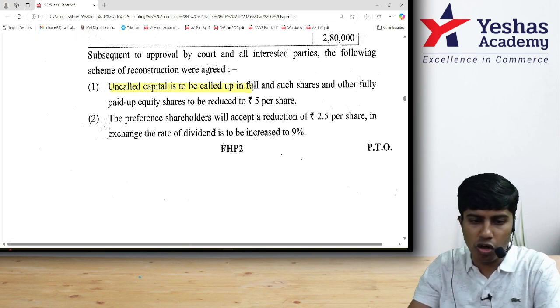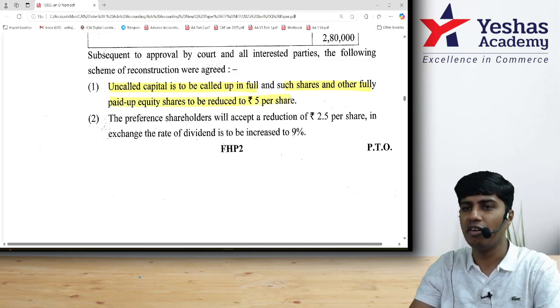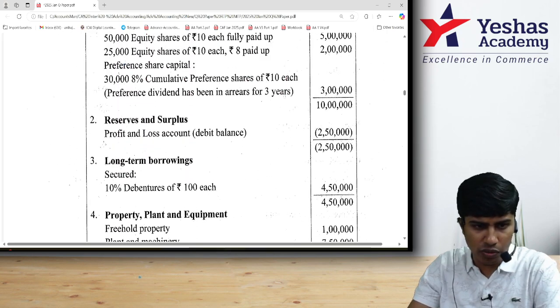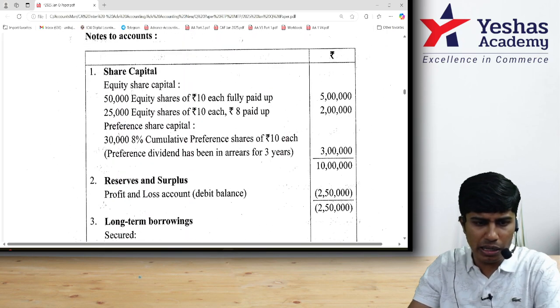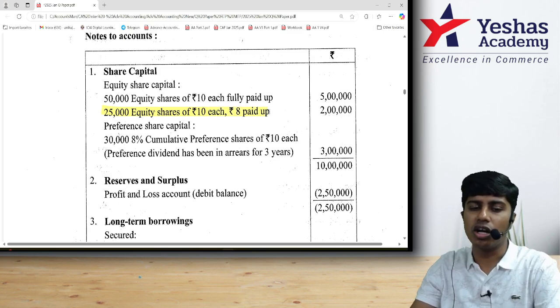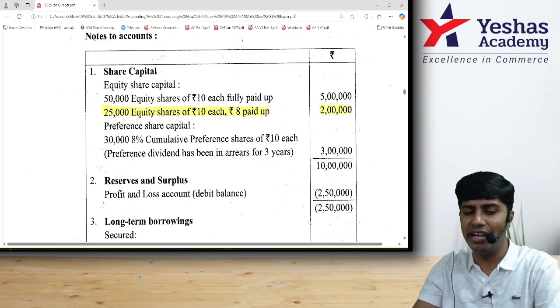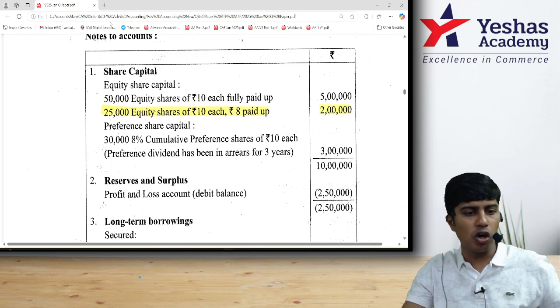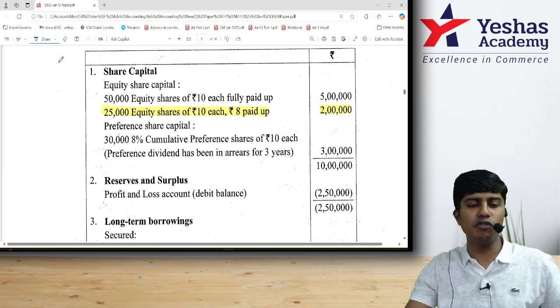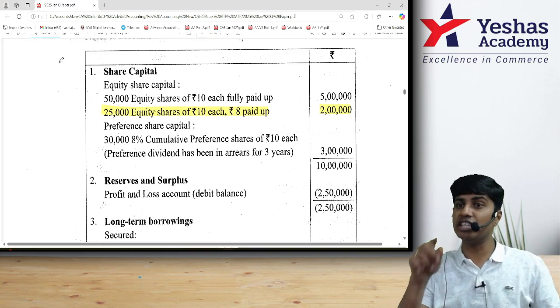Uncalled capital is to be called up in full, and such shares and other fully paid up equity shares are to be reduced to shares of rupees 5 per share. See the notes to accounts. Is there any partly called up shares? Yes, 25,000 equity shares of rupees 10 each are called up only to the extent of rupees 8. The 2 rupees uncalled will be called now. So to the extent of 2 for 25,000 shares, first make the call.